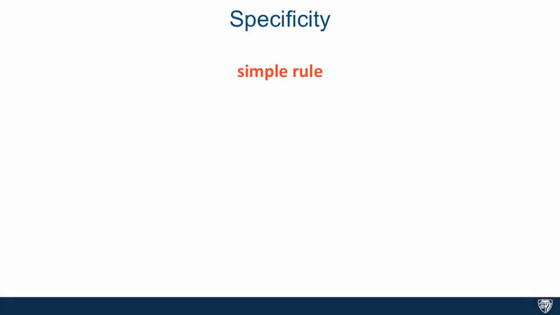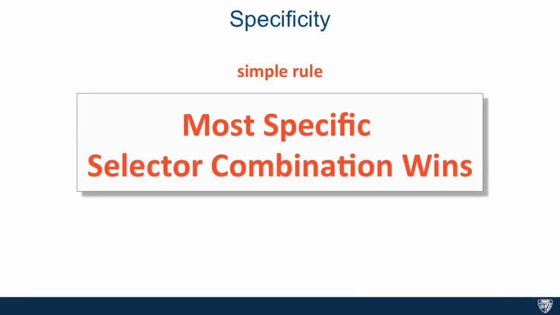Next, let's talk about the concept of specificity. Now, specificity also has a pretty simple rule, and that is most specific selector combination wins. While this is a pretty simple sounding rule, I would say that forgetting about the concept of specificity and how it's implemented in CSS is what trips up developers most often.